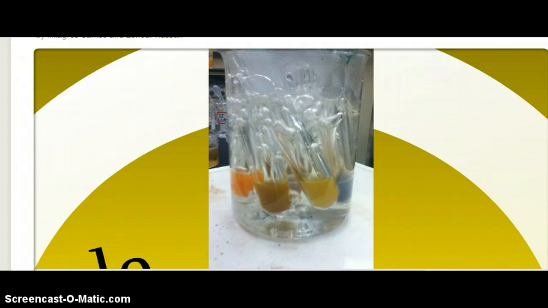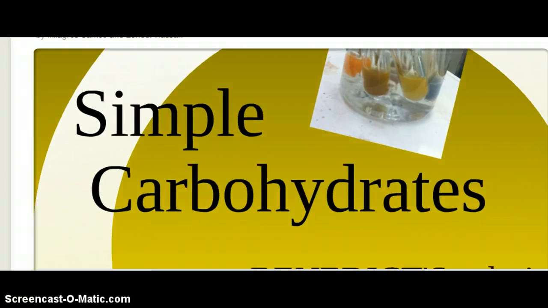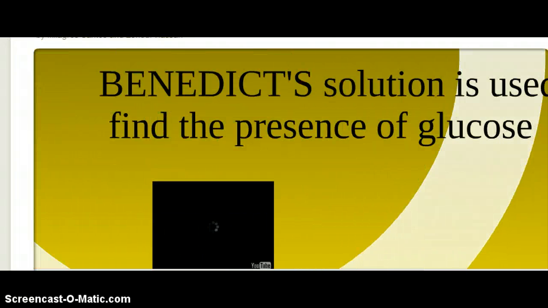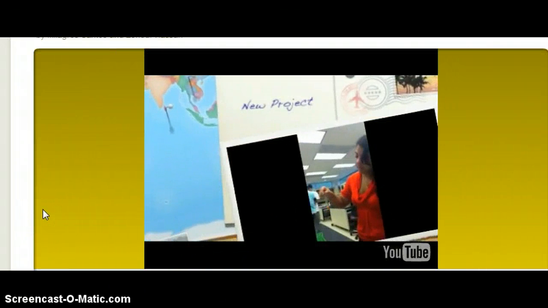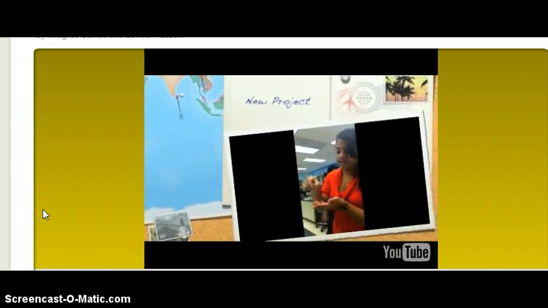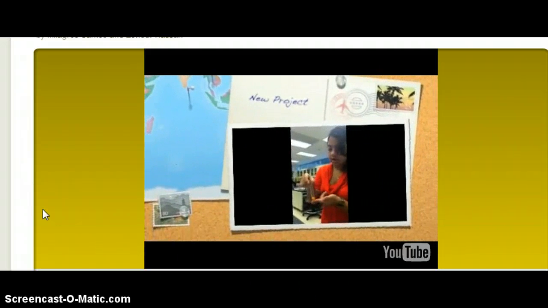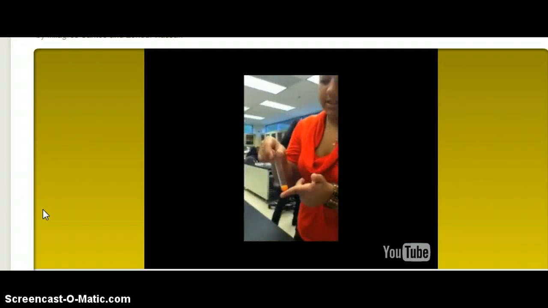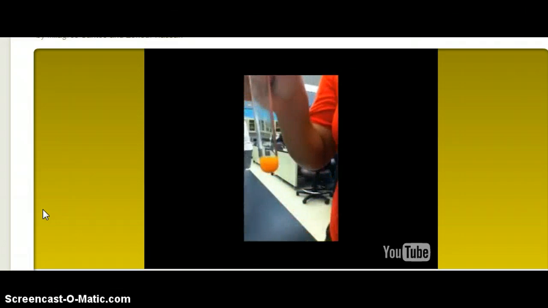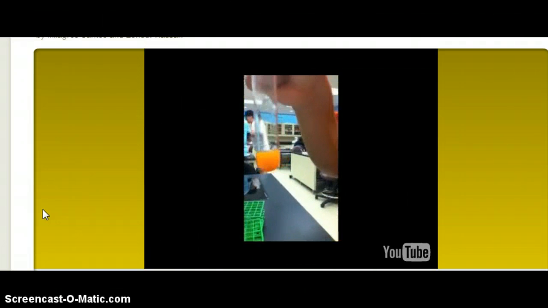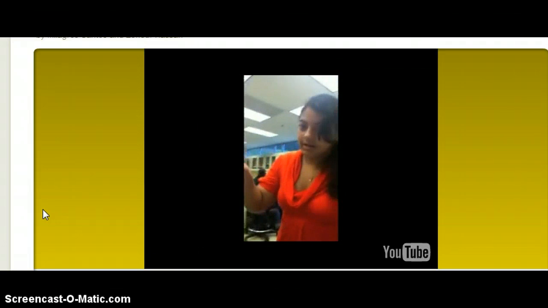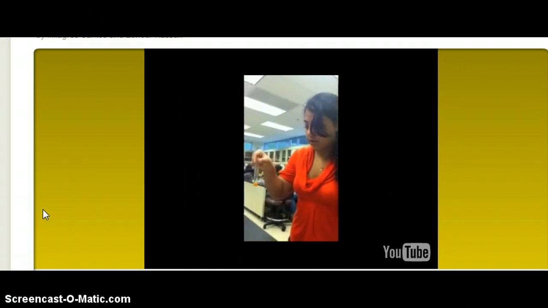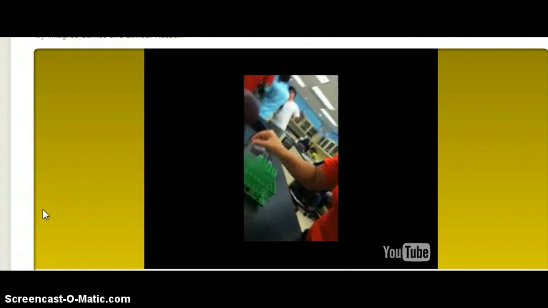Next, we will show a video of our results. This first test tube was our positive control, and it contained glucose, and once it reacted with the Benedict's reagent, it turned this orangish color. So we can immediately tell that this is positive for simple carbohydrates.